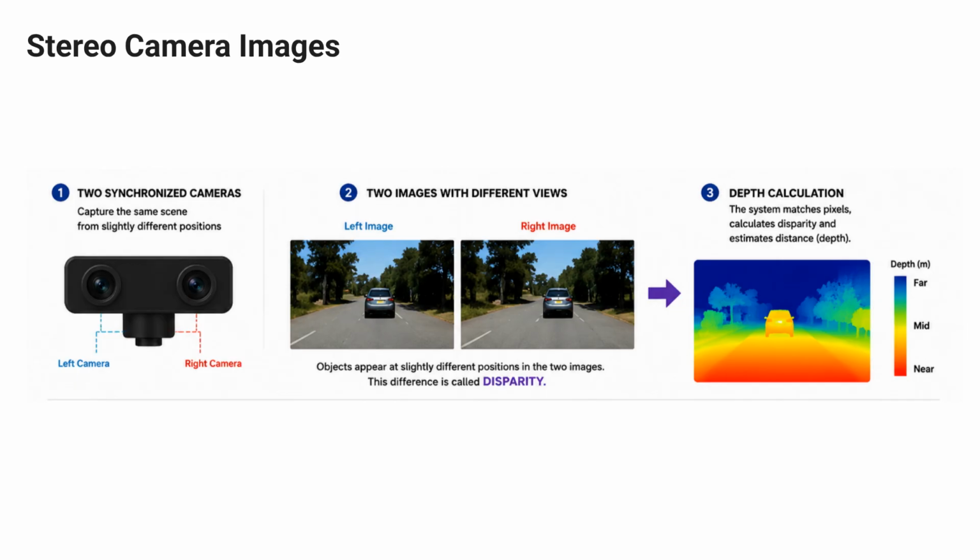Here we see how a stereo camera creates depth information. First, the stereo camera uses two synchronized cameras placed side by side. Both capture the same scene at exactly the same time. Second, because each camera views the scene from a slightly different position, the left and right images are not identical. Third, the system compares these two images, measures the difference, called disparity, and uses it to calculate depth. That is how a stereo camera estimates how far objects are from the vehicle.